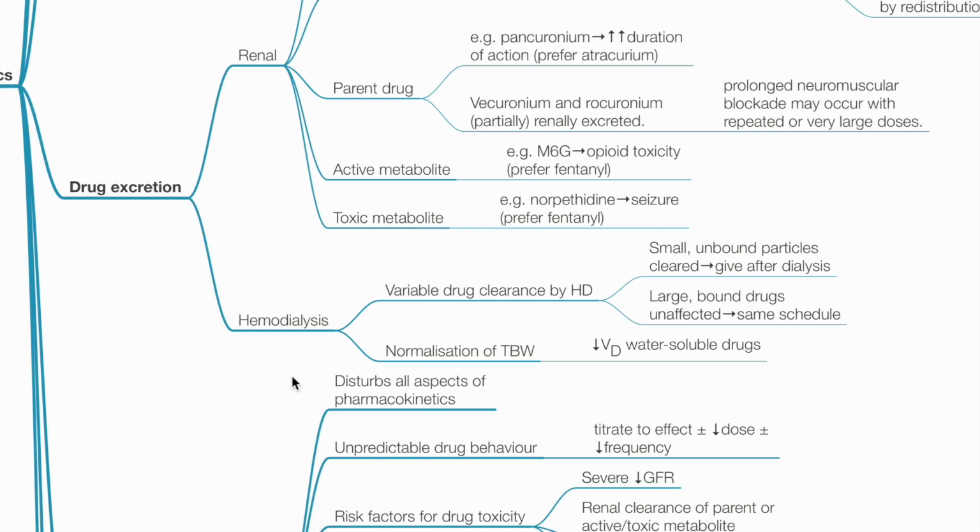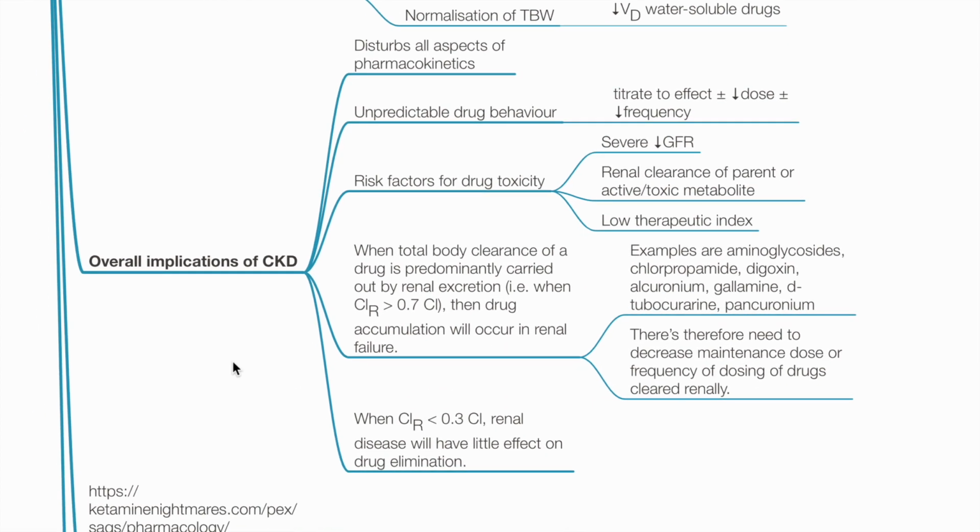Considerations for hemodialysis. Variable drug clearance occurs by hemodialysis. Small unbound particles are readily cleared, hence give after dialysis. Large bound drugs are unaffected, hence the dosing schedule remains the same. Hemodialysis may lead to normalization of total body water. This reduces volume of distribution of water-soluble drugs. Adjust dosage accordingly.